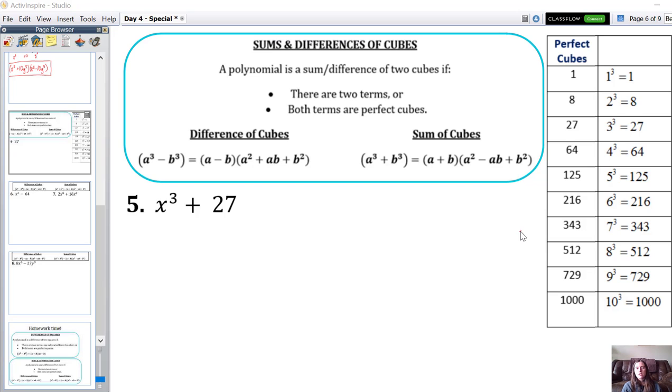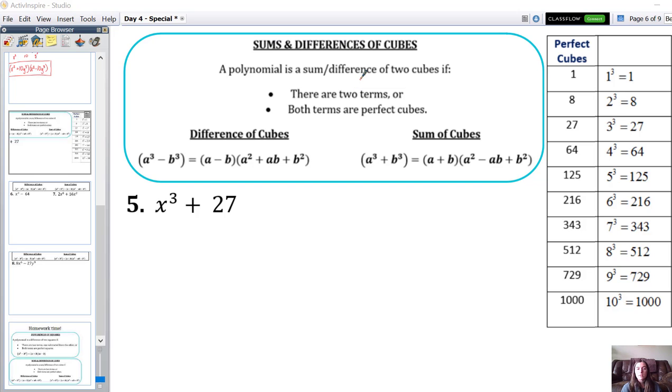Now that we've gone over differences of squares, we can also use this special product called sums of cubes as well as differences of cubes. So it helps to know a few of your perfect cubes. So here's a list of them just up to 10. 1 cubed is 1, 2 cubed is 8, 3 cubed is 27, all the way down, 9 cubed is 729, 10 cubed is 1,000.